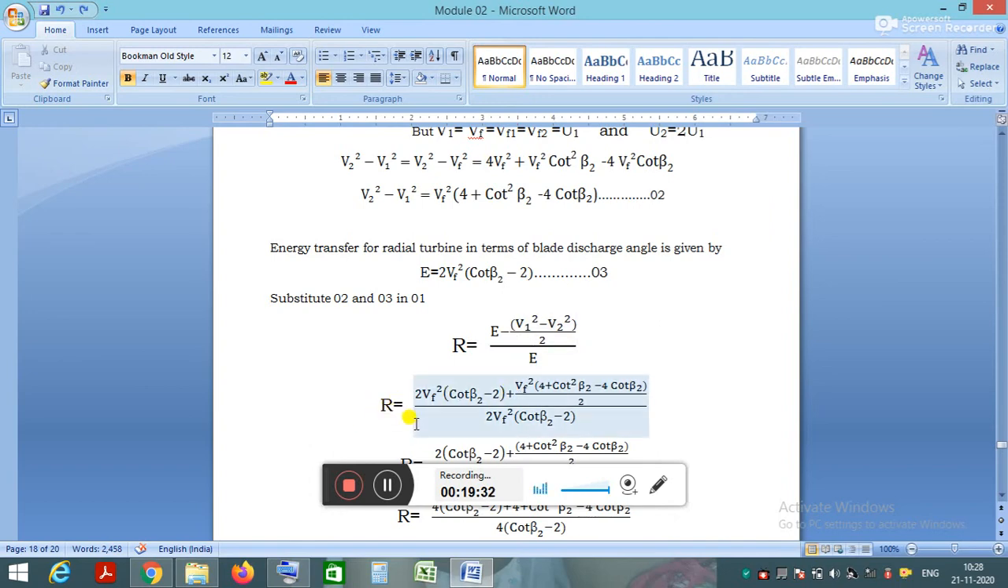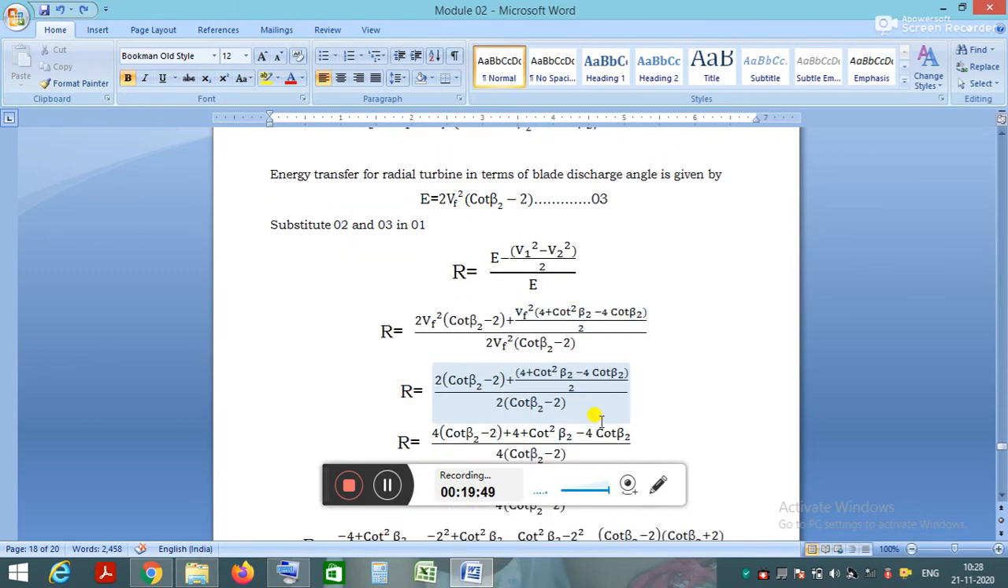Therefore the equation for degree of reaction can be given by 2 into Vf square into cot beta 2 minus 2 plus Vf square into 4 plus cot square beta 2 minus 4 cot beta 2 by 2. Again substitute the equation of energy transfer in the denominator. Here Vf square is common, here also Vf square is common. Take this outside. In the numerator also, in the denominator also, you are having Vf square. Vf square gets cancelled. We are left with 2 into cot beta 2 minus 1, 2 plus 4 plus cot square beta 2 minus 4 cot beta 2 by 2.